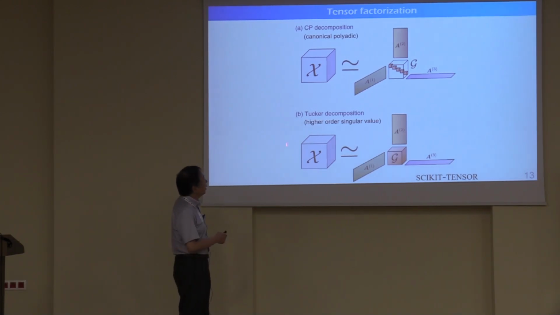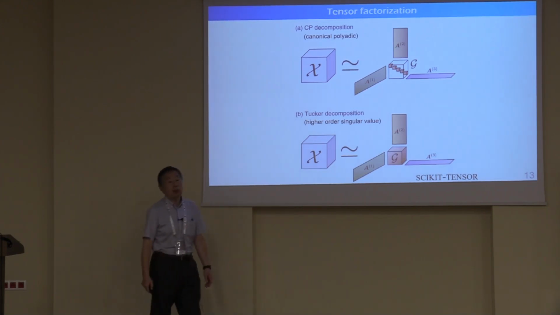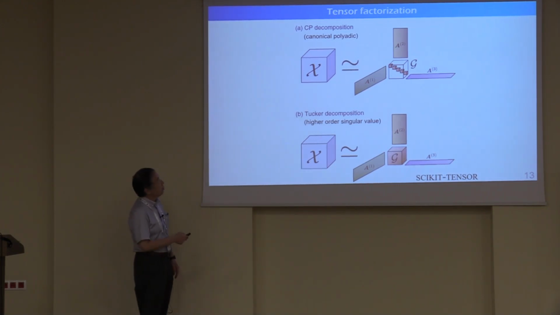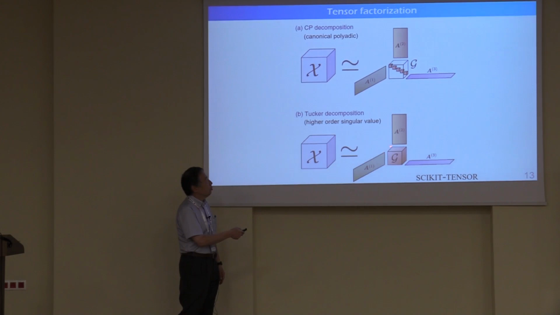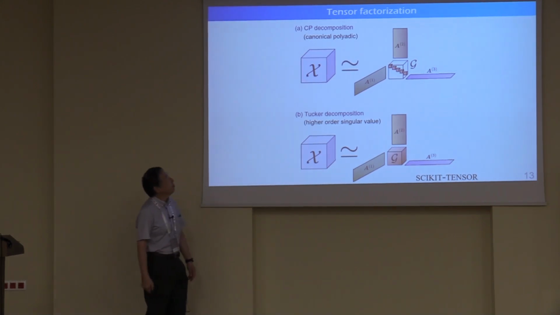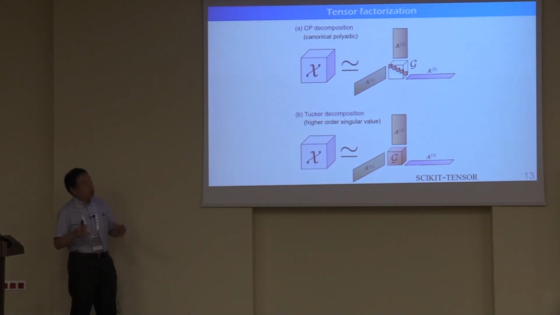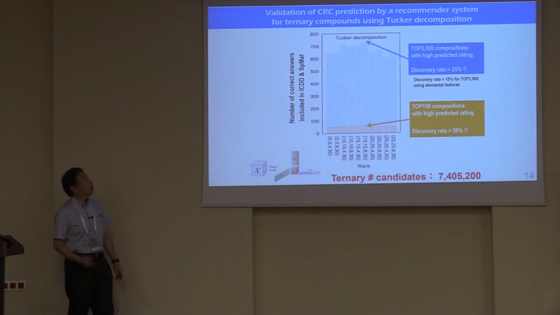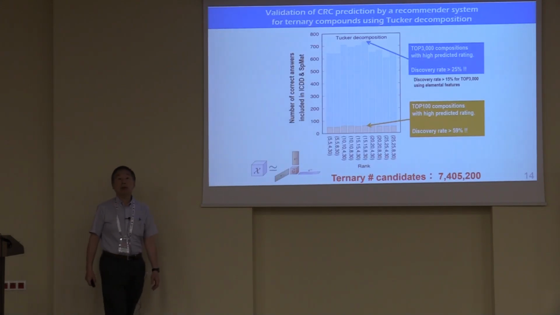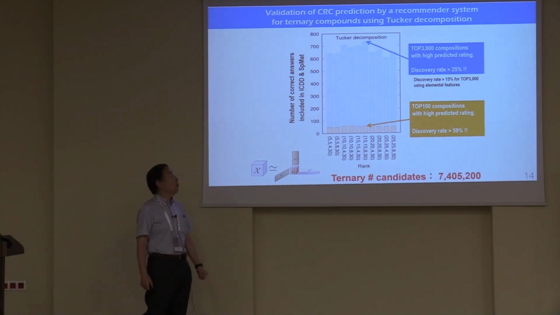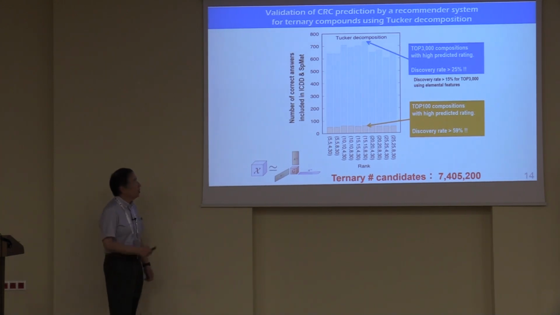We found that Tucker decomposition works much better. The Tucker decomposition takes this huge tensor and decomposes it into this small tensor, called the core tensor, with three matrices. So in that way, tensors are decomposed into a small tensor. So let me show the result or performance of Tucker decomposition.